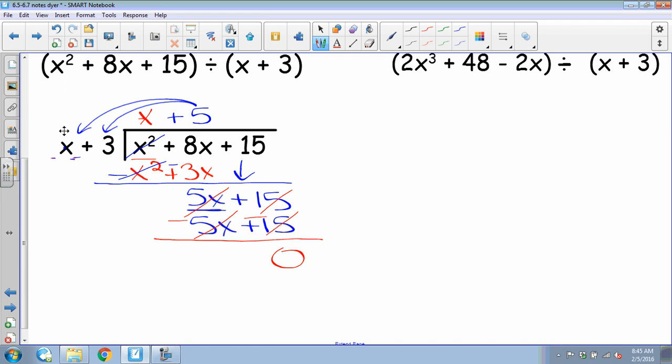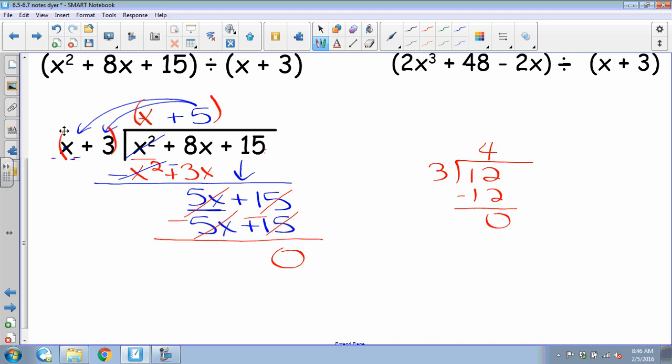Very good. I'm so glad to hear y'all say that. That means that x plus 5 is a factor. That means that x plus 3 is a factor. Our answer is x plus 5, which is the other factor. Because think about it: when you say 3 goes into 12, how many times? We know the answer is 4, right? 4 times 3 is 12. My remainder is 0. 12 is equal to 4 times 3, since they're both factors. So x squared plus 8x plus 15 is equal to x plus 5 times x plus 3. They're both factors because the remainder was 0.